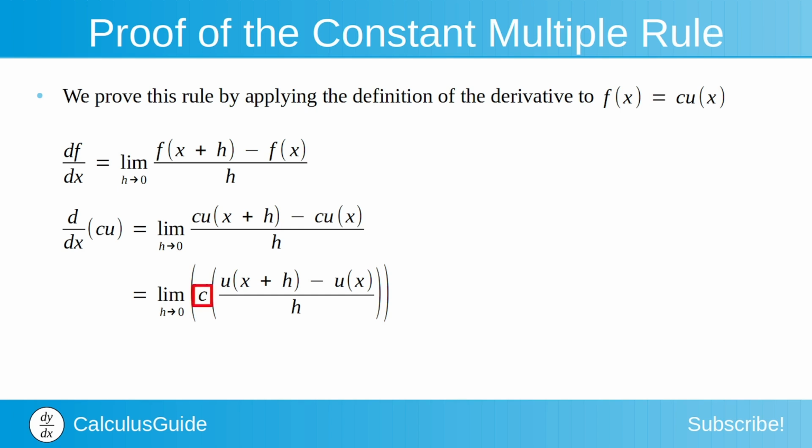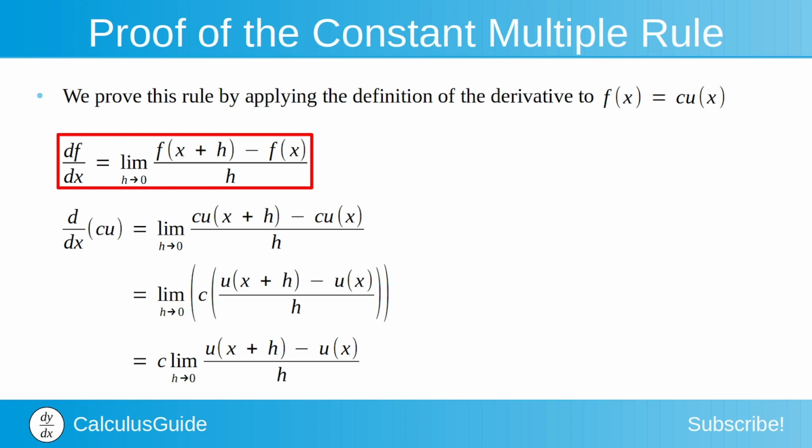C is a constant, but this value, now highlighted in red, varies as a function of h. The constant multiple limit rule states that the limit of a constant multiplied by a function is equal to the constant multiplied by the limit of the function. So the derivative of cu with respect to x is equal to c multiplied by the limit as h approaches 0 of u of x plus h minus u of x divided by h.